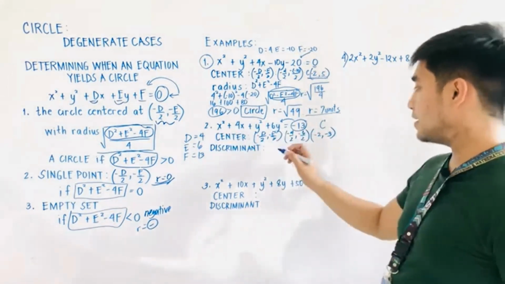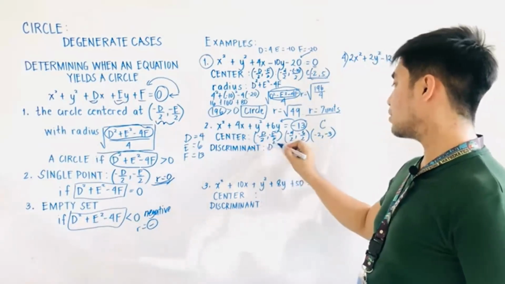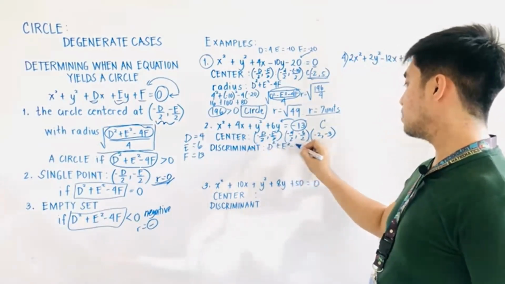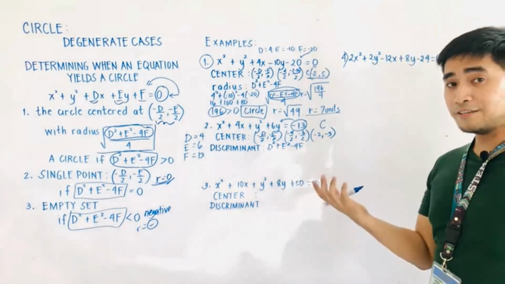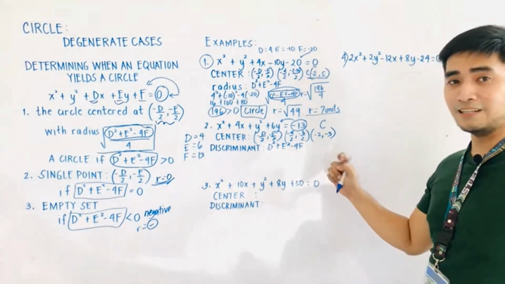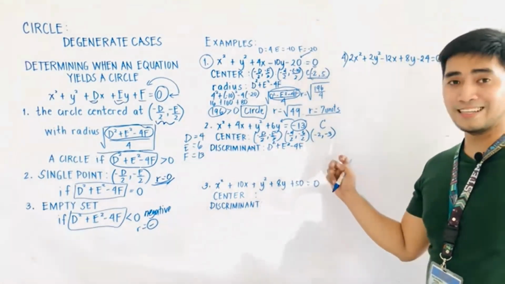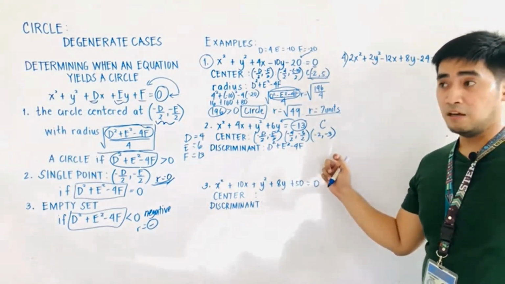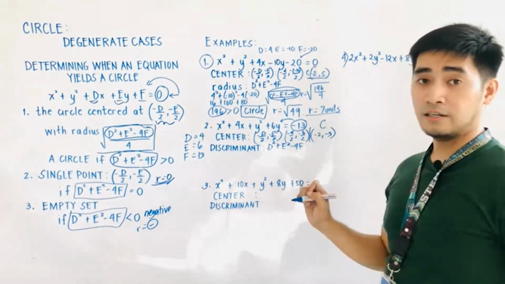And for the discriminant, again, we'll be using the formula d squared plus e squared minus 4f. Is it greater than 0? If it is greater than 0, therefore it is a circle. If it is equal to 0, it is a single point. And if it is less than 0, therefore it is an empty set. If it is a single point, therefore that point is just the center. Okay?